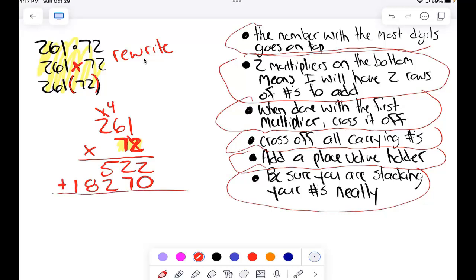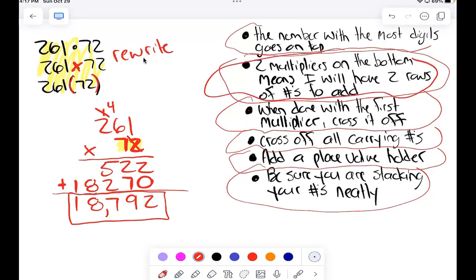Last thing I do is I add them all together. 2 plus 0 is 2. 2 plus 7 is 9. 5 plus 2 is 7. 8 and nothing is 8. 1 and nothing is 1. Count in 3 numbers, 1, 2, 3, and put my comma. Final answer, 18,792.